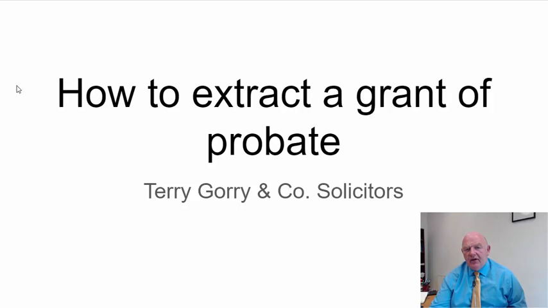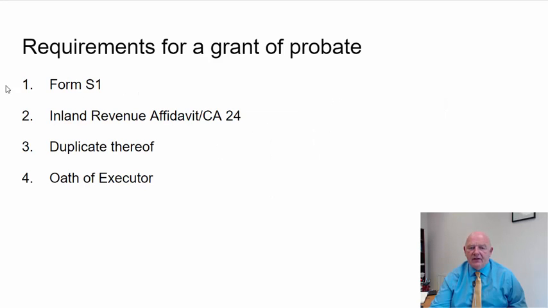Okay, in today's video I'm just going to take a look at how you extract a grant of probate. In other words, when somebody dies and you need to extract a grant of probate, they've made a will and you need to administer their estate. So I've got approximately 8 or 9 requirements to extract a grant of probate.